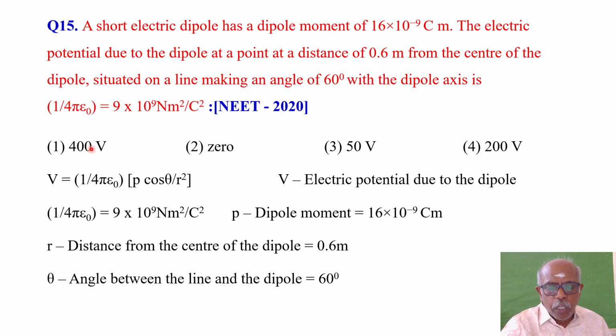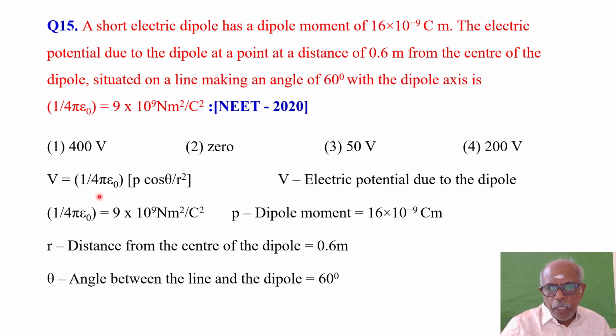As usual, we are given four options: 400 volt, 0 volt, 50 volt, and 200 volt. Which one is the right answer? Of course, this is a direct formula. Capital V is equal to 1 by 4 pi epsilon naught into P cos theta divided by R square, where V is the electric potential due to the dipole.